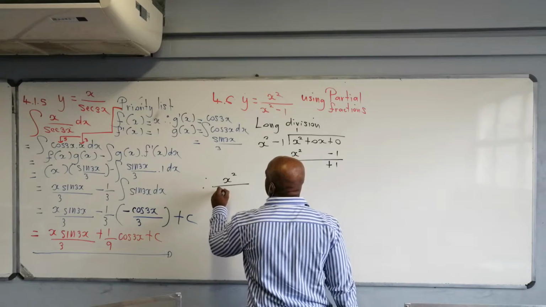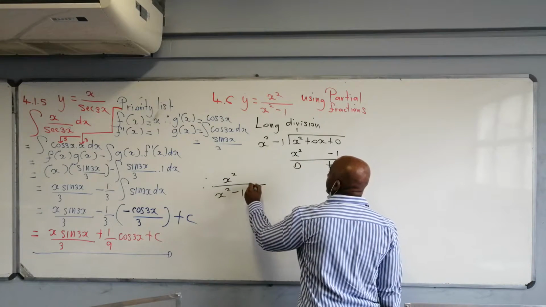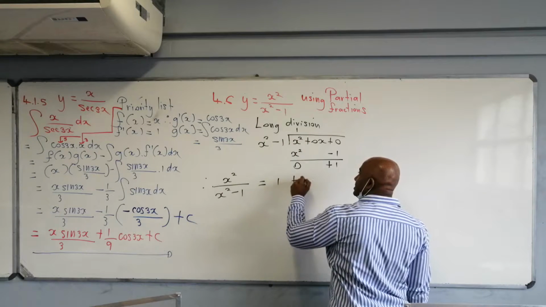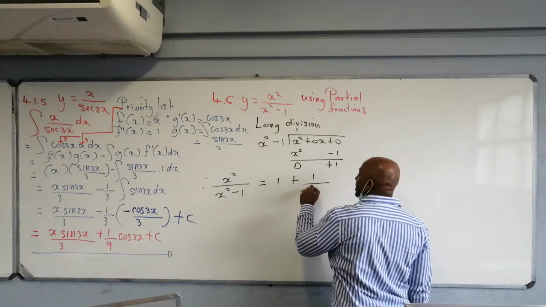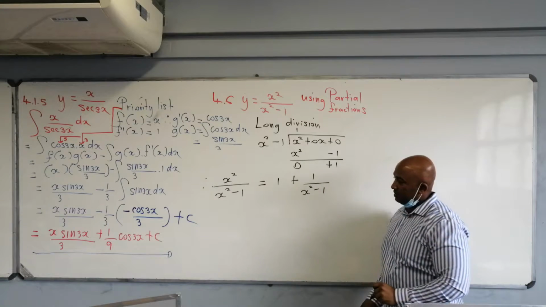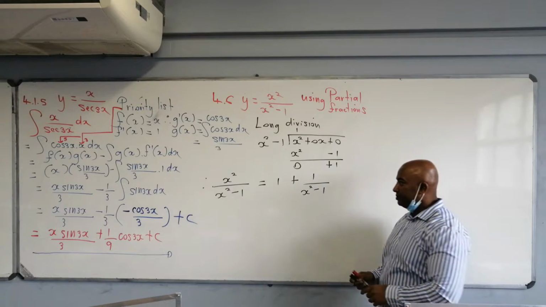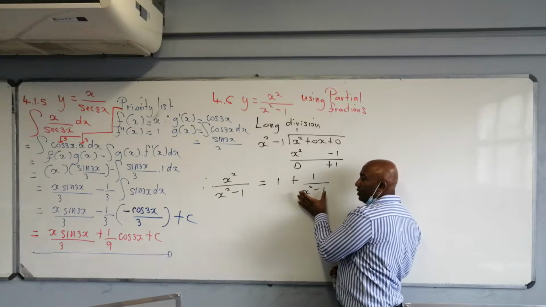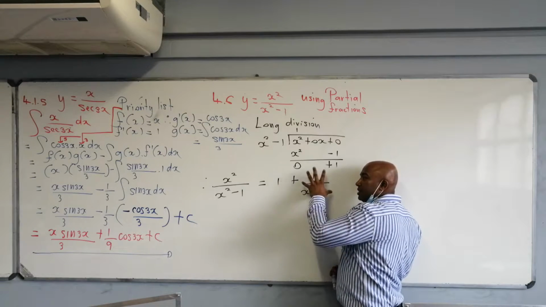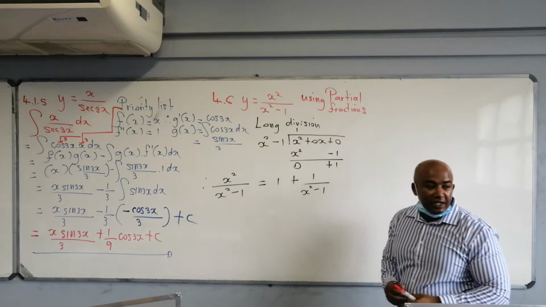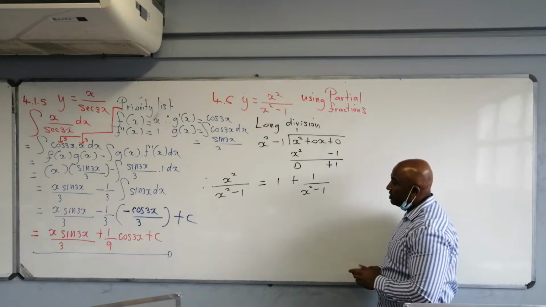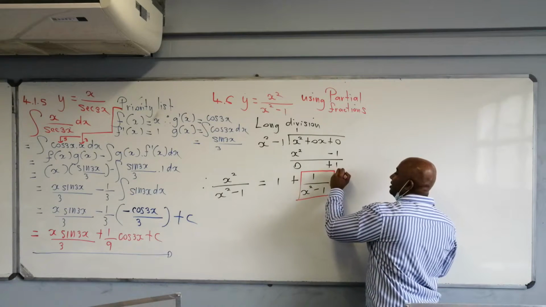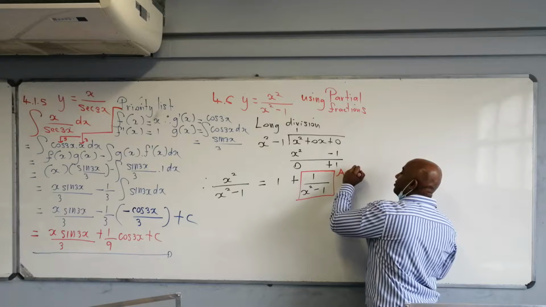x squared all divided by x squared minus 1 is equal to 1 plus 1 over x squared minus 1. Alright, so now the 1 has nothing to do with this fraction here. So this is the only part where we're going to apply our partial fractions. This part here, let's write them down. This is where you're going to apply partial fractions.